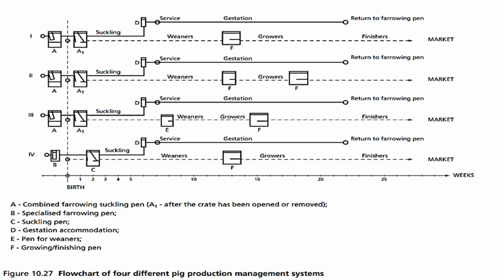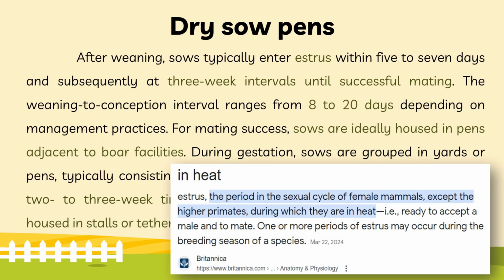Piglets may remain in this pen until 12-14 weeks of age, or are transferred to weaner accommodations 2 weeks post-weaning. After weaning, sows typically enter estrus within 5 to 7 days and subsequently at 3-week intervals until successful mating. The weaning to conception interval ranges from 8 to 20 days depending on management practices. For mating success, sows are ideally housed in pens adjacent to boar facilities.